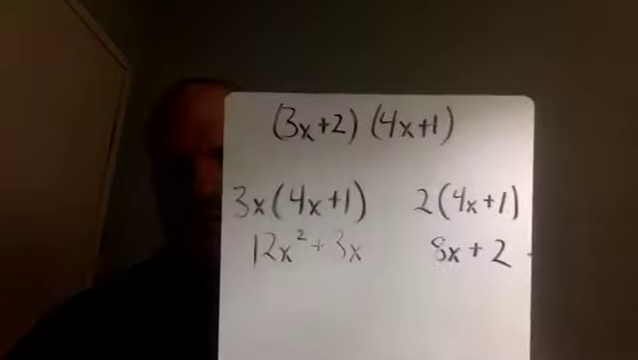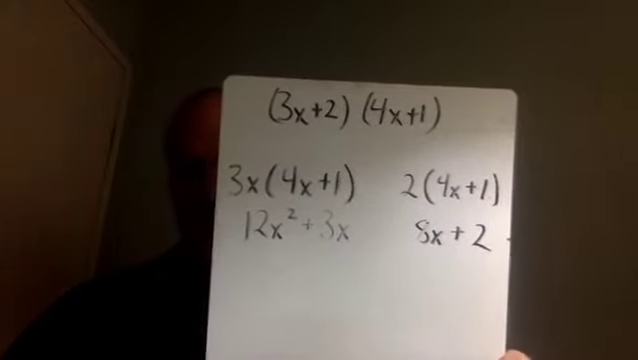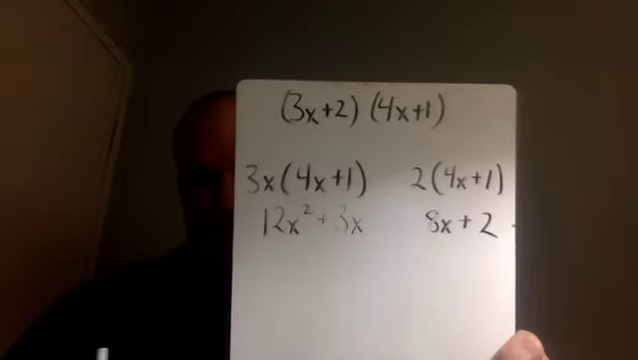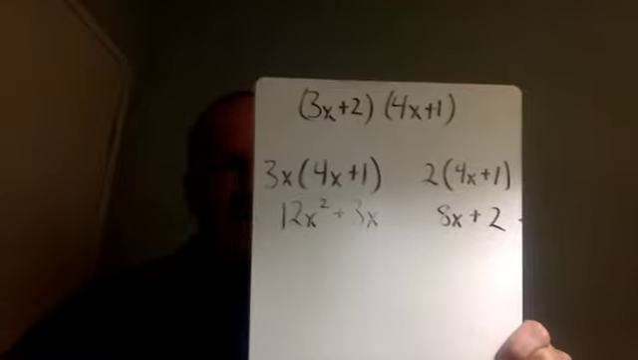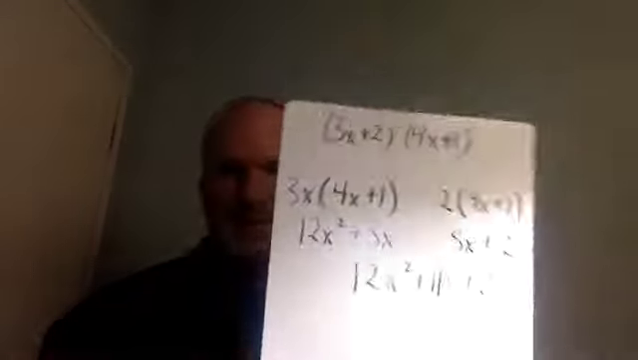And the only like terms we have here are the 3x and the 8x. Now, is the 8x positive or negative? It's positive. If there's nothing in front of it, it's positive. So we have a positive 3 and a positive 8. $3 in this hand, $8 in the other hand. That's $11. So it's 12x squared plus 11x plus 2, and that's your final answer.